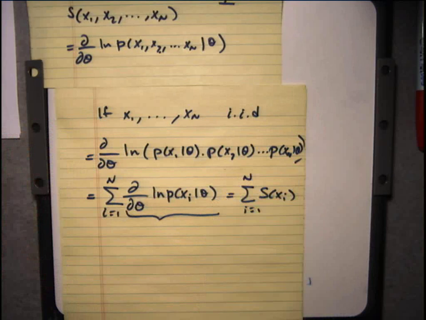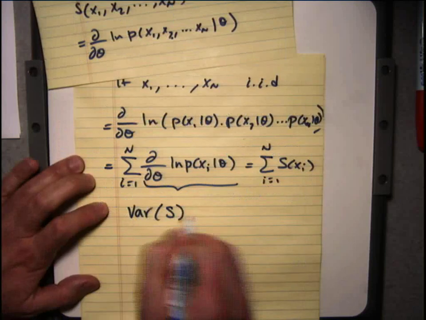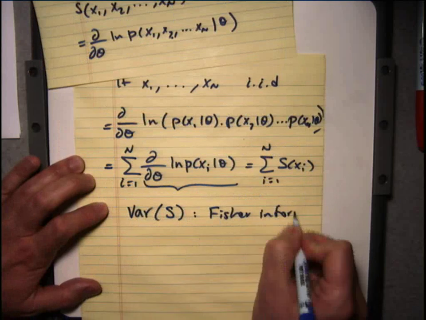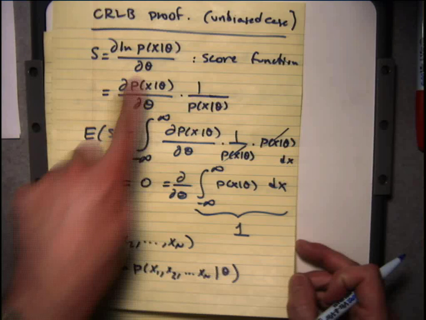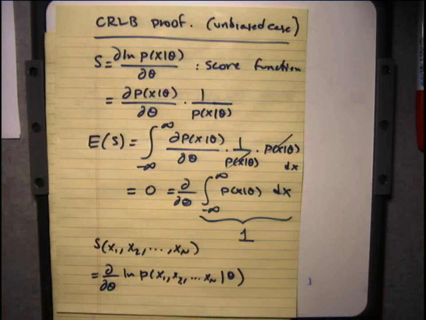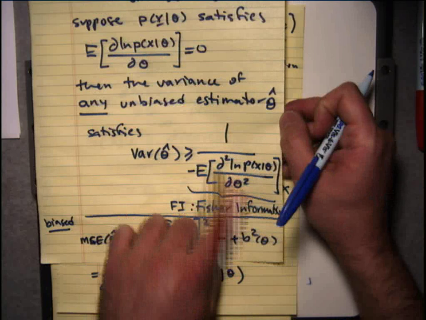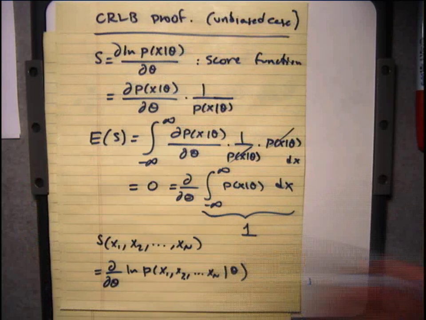Now, the score function has this nice property. In fact, its variance, the variance of the score function, is the Fisher information. It's not obvious yet, because I defined Fisher information as minus the expected value of the second derivative, but I'm calling it the variance of this quantity. It turns out the two are exactly the same. I'll show that to you a little bit later.